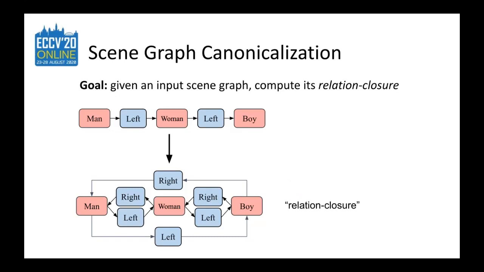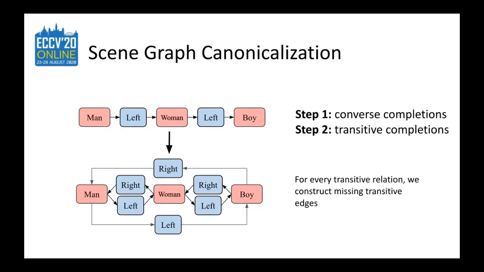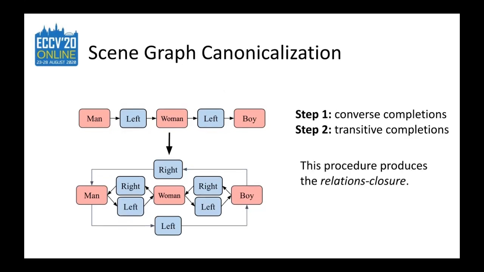Therefore, given an input scene graph, we aim to compute its corresponding relation closure, which serves as the canonical representation. To do this, we follow a two-step process. First, converse edges are constructed. For every edge, we complete edges that are converse to it. Next, we construct missing transitive edges. The procedure described produces the relation closure with respect to converse and transitive completions. This is our canonical representation.